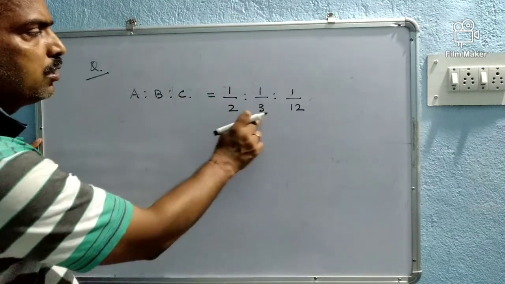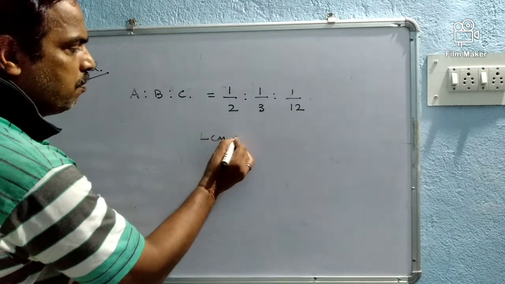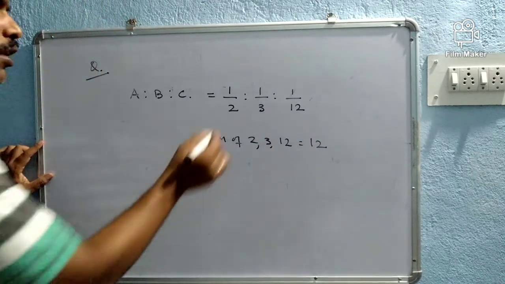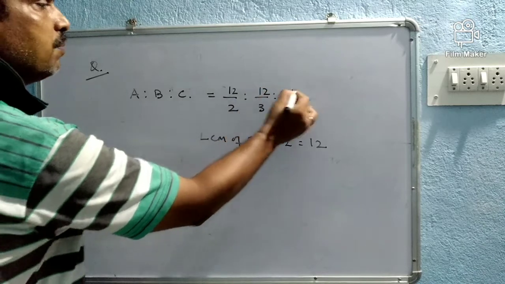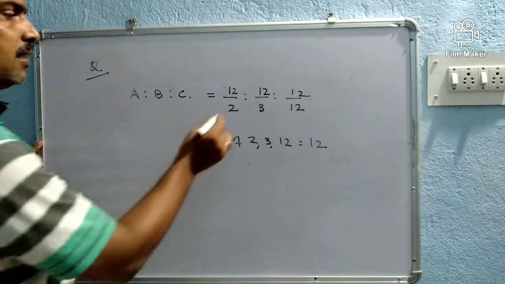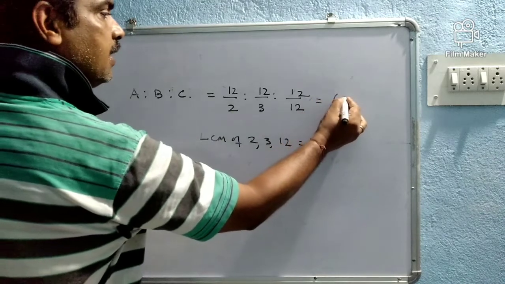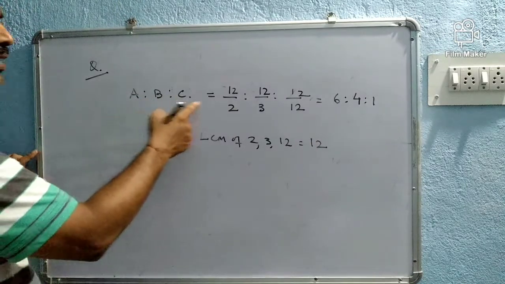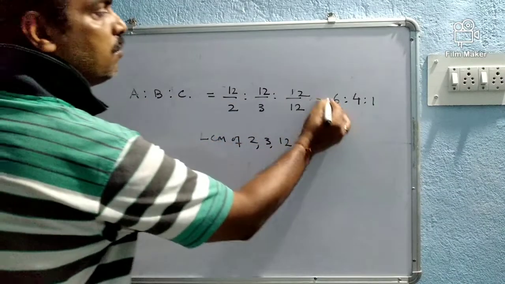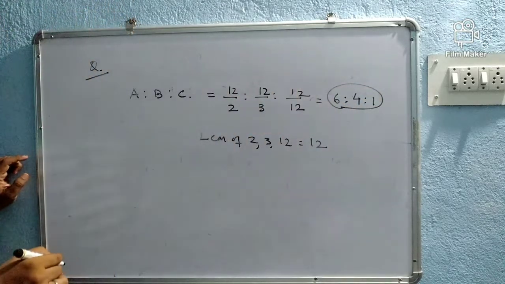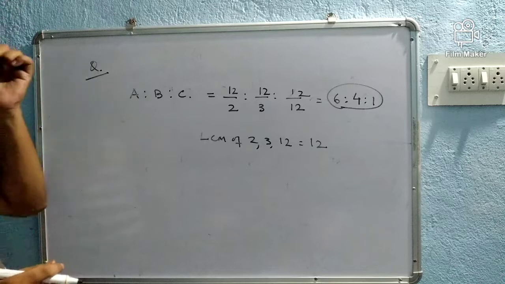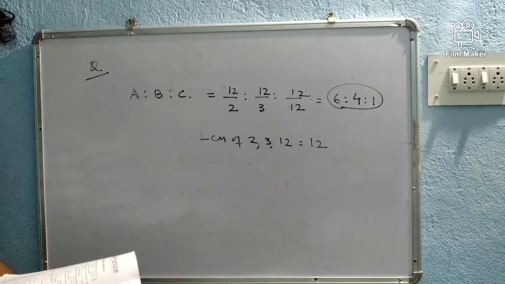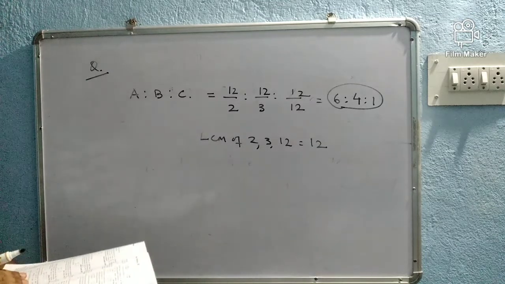So what will be the LCM of 2, 3, 12? LCM of 2, 3, 12 is equal to 12. So we will have to multiply with 12 here, 12, 12, 12. So here, what will we get? It will be 6 is to 4 is to 1. So now we have got A is to B is to C is equal to 6 is to 4 is to 1. So this is a whole number ratio. This will be our answer. Understood? These are the simple questions of ratio and proportion. There are many applied questions also. I will give you one very interesting one.